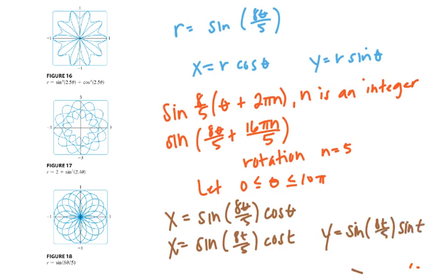Now, you can't put those together. You have to leave it like that. But t is between 0 and 2 pi. So you can use what we learned earlier in the chapter and look at the parametric equation, and you'll find the same curve.